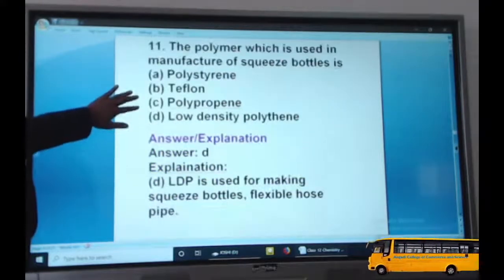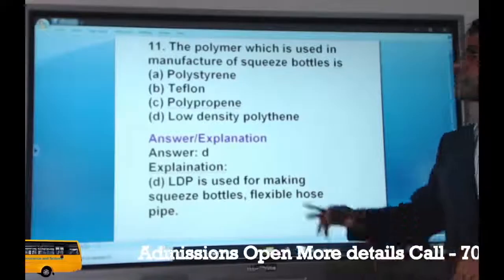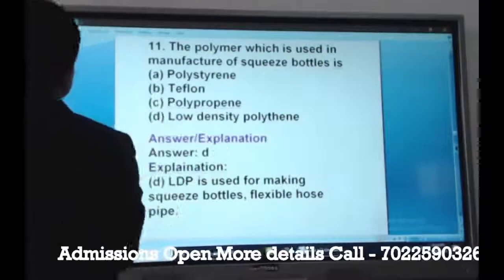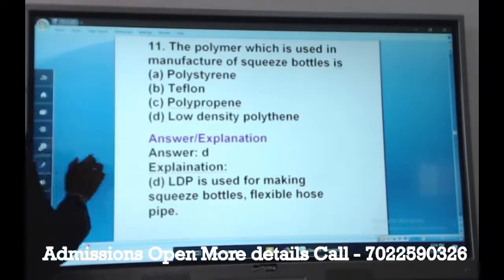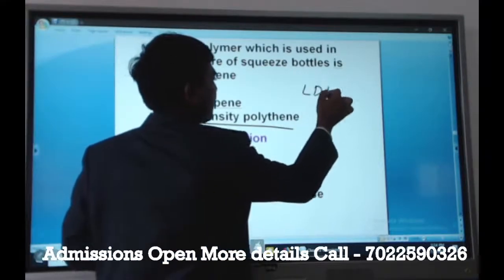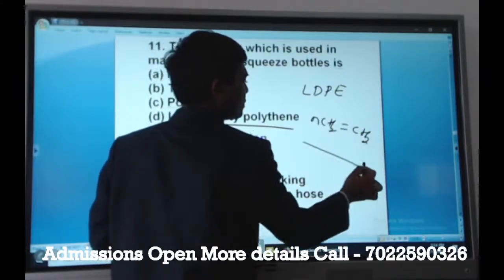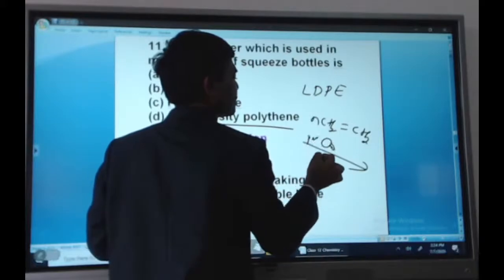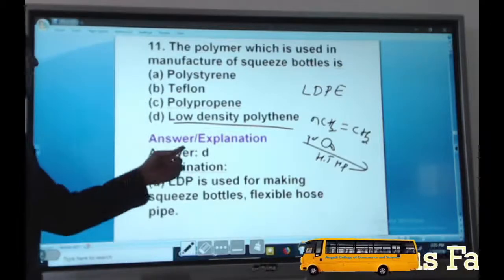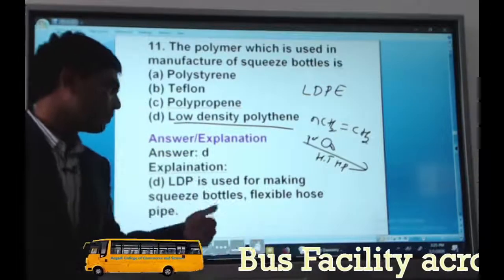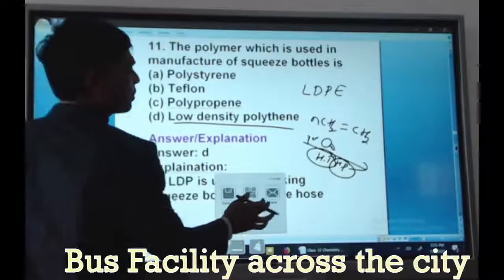The polymer which is used in the manufacture of squeeze bottles. Squeeze bottle means whatever bottle you are using for water and cold drinks, which compound is used in its manufacture is what is asked. Polystyrene, Teflon, polypropylene, low density polyethylene. Here one new compound you are seeing, which is low density polyethylene, given as LDPE, and prepared as follows: nCH2 double bond CH2 using a peroxide catalyst at high temperature and high pressure. It is LDPE. The answer is D, LDPE. It is used for making squeeze bottles and flexible hose pipes. Why? Because high temperature, high pressure is used for that one.